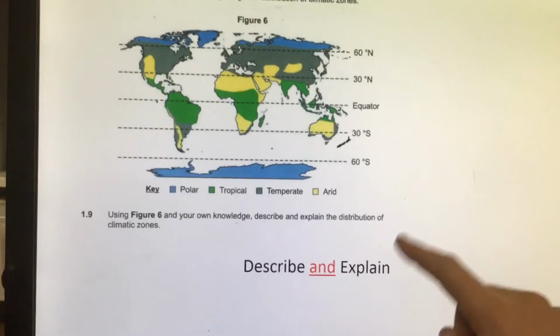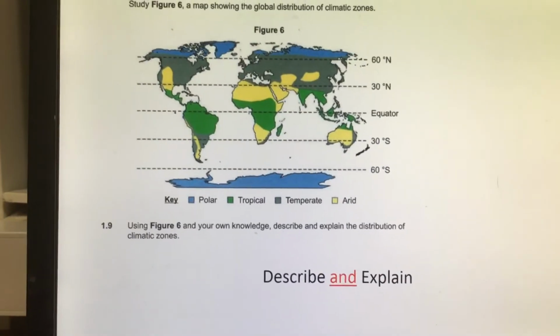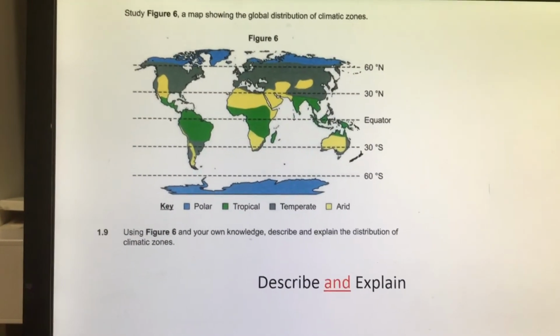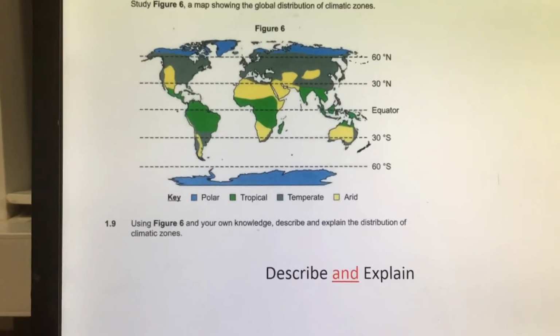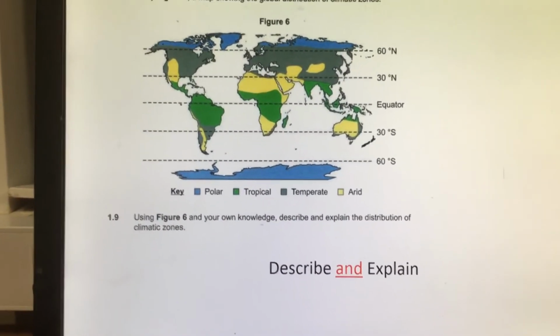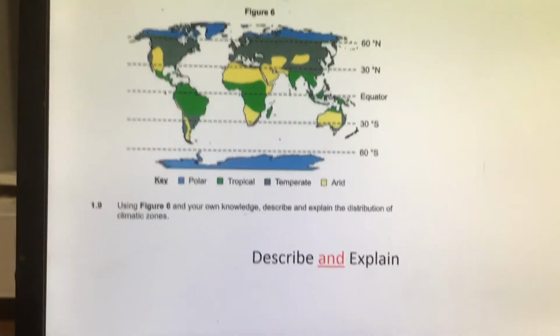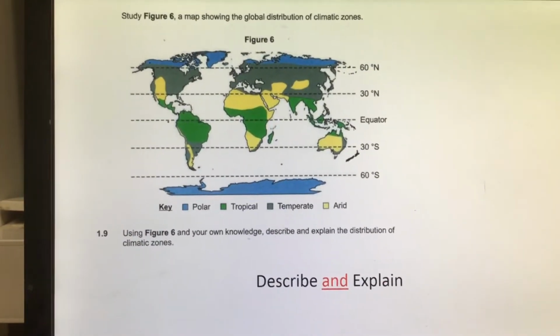Now I've written describe and explain here because I need you to describe where these climatic zones actually are. So say where they are, but then also try and explain why they're found where they are. So there's 2 parts to this question. Now I'm going to talk you through each one.